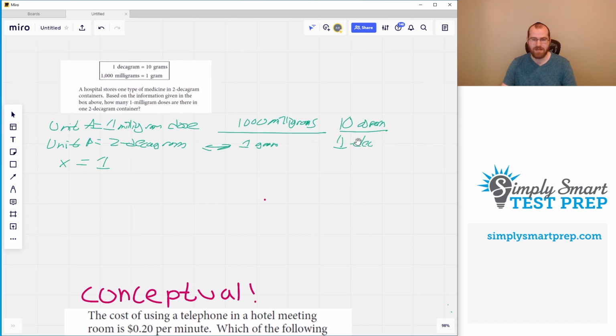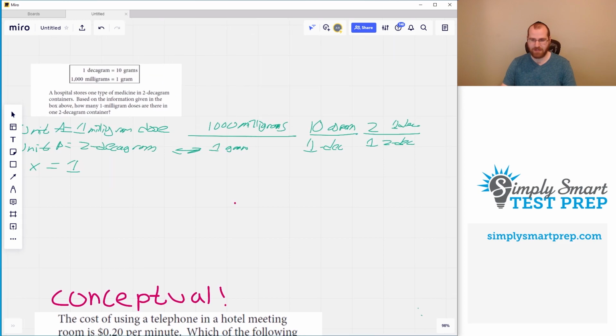Okay, now 1 decagram also is not a 2 decagram dose. So what I need to do is convert 1 decagram into 2 decagram into 1 2 decagram dose. This is given implicitly, not in the problem itself. Well, that's actually really easy. There's 1 dec in 1 2 decagram dose. So there are 2 decagrams in 1 2 decagram dose.